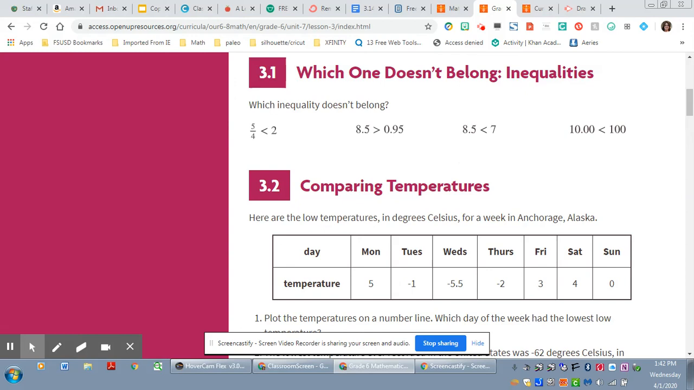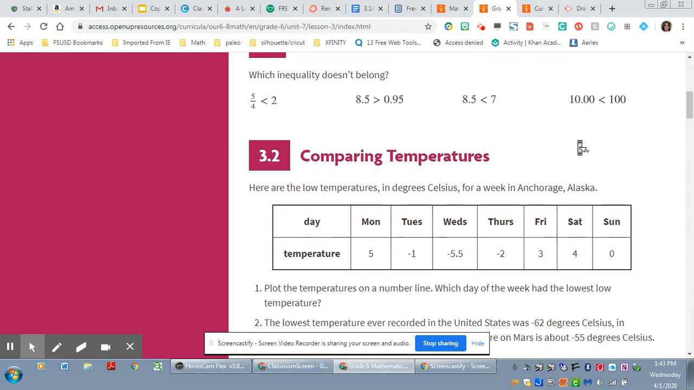8.5 is less than 7. It is actually false, and it's the only one that is false. And then in the third one, these are the only ones that are comparing two whole numbers as opposed to a decimal or a fraction.